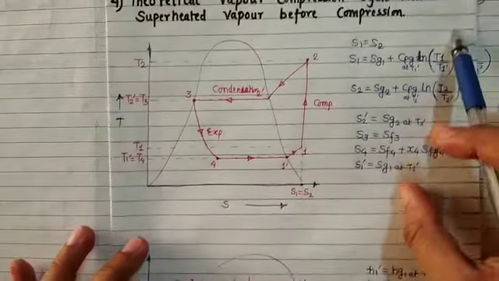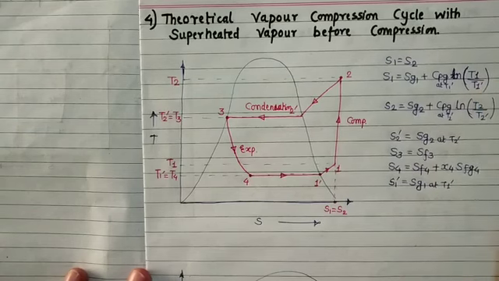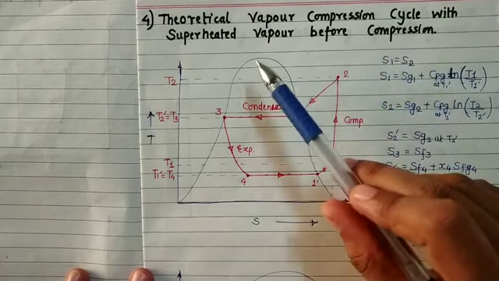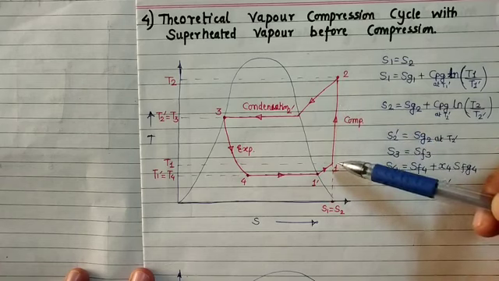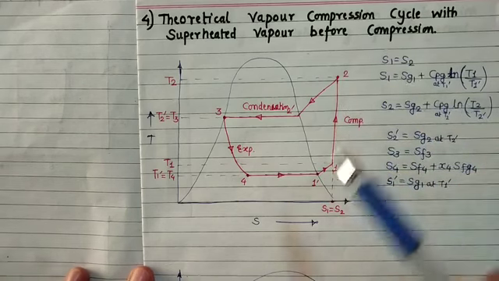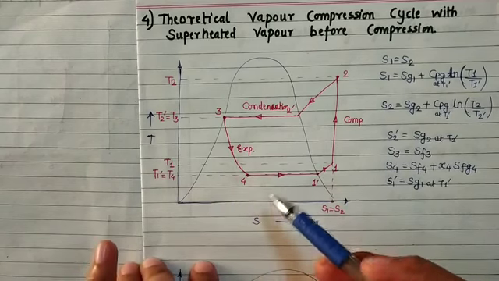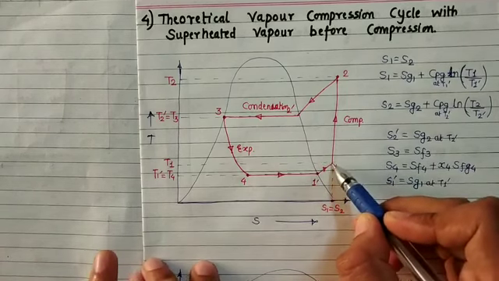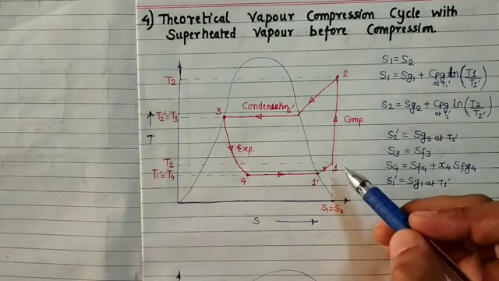Next condition is the theoretical vapor compression cycle with superheated vapor before compression. The previous condition was superheated vapor after compression, but now we need superheated vapor before compression. So again we have drawn the TS diagram here. We have represented all processes considering that point 1, which is before compression, should be in the superheated region.